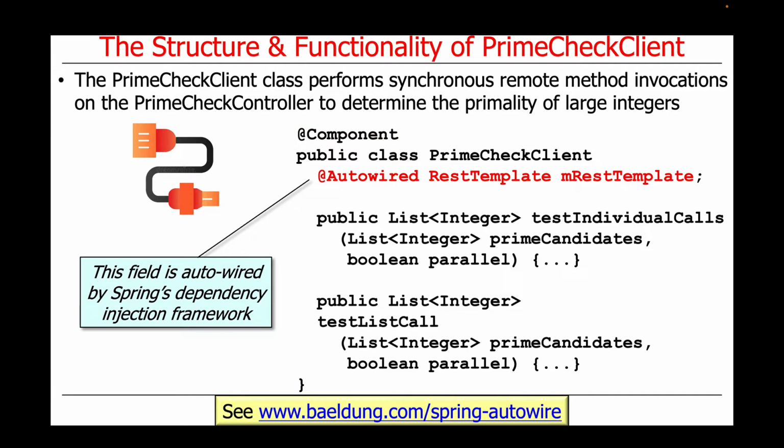This feature is actually used here because we're going to end up auto-wiring something called a request template. The request template is auto-wired using Spring's dependency injection framework, and it's going to be used by the various methods down below in order to make synchronous requests, GET requests in this case, to the PrimeCheckApp server.